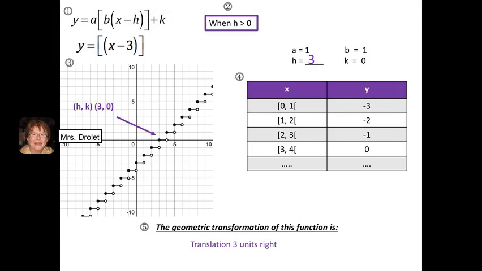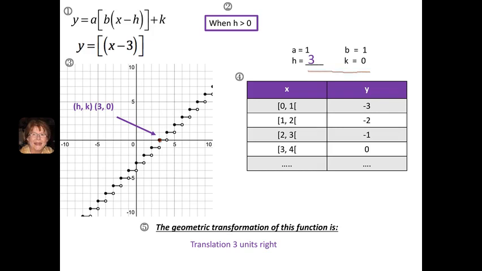Did you notice when the h is greater than 0, such as positive 3, the graph will move 3 units to the right? Did you notice that your h and your k, 3, 0, that's where you will put a dot? And then you look at the value of a and b to determine the rest of the graph.